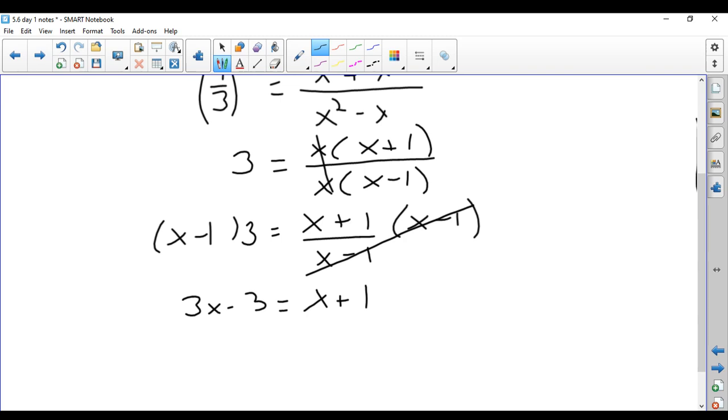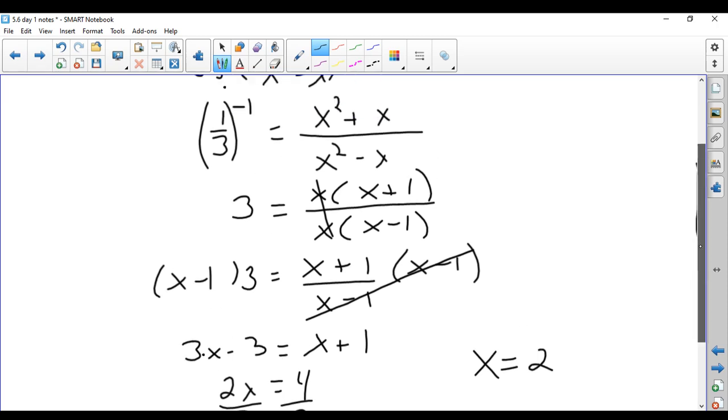And now I have a linear equation. I'll subtract x from both sides. 3x minus x is 2x. I'm going to add the 3. 1 plus 3 is 4. And finish solving by dividing by 2. I get x equals 2.